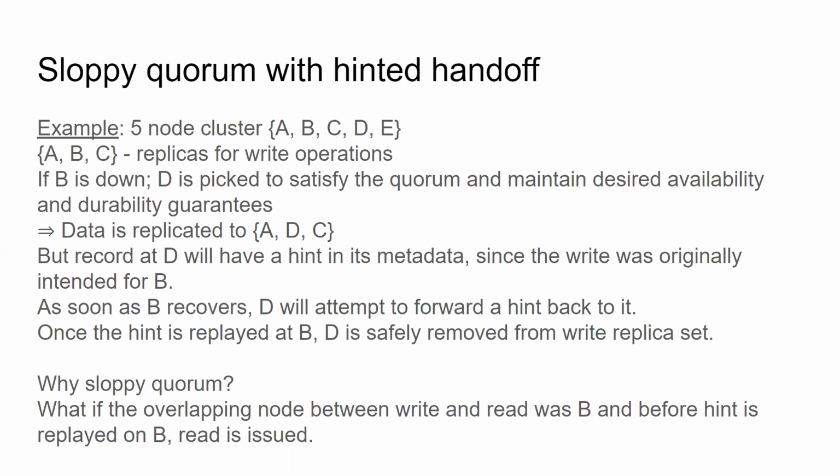So my understanding of sloppy quorum was a bit different. One thing you said, your first part, is that in a 5-node cluster we are making A, B, C the replicas for write, but we won't designate any fixed set of nodes for write, right? We are saying that if any three are available, we can do a successful write.